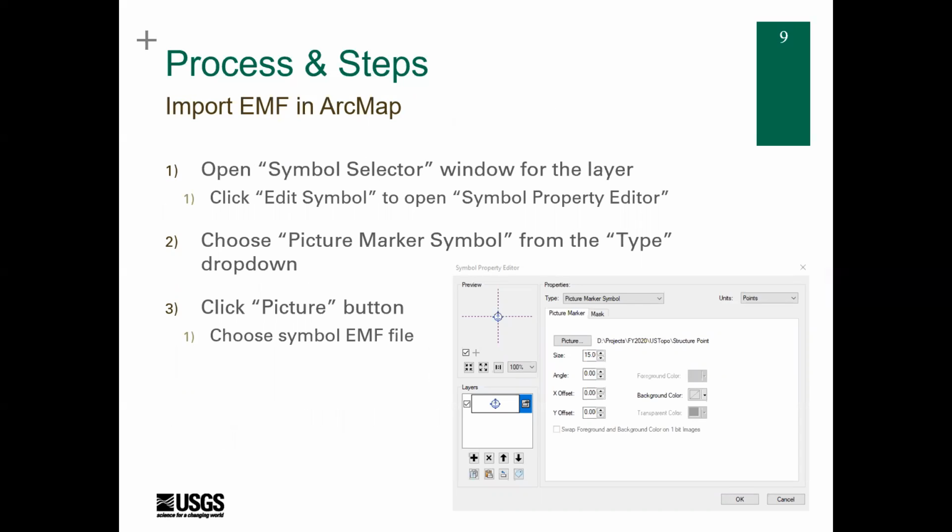The ArcMap process for importing these EMF files is relatively simple and only consists of a few steps. Within your MXD, open the symbol selector window for the layer. This can be done by clicking on the symbol in the contents pane or by going through the layer properties and Symbology tab. Click Edit Symbol to open the symbol property editor. Choose Picture Marker Symbol from the Type dropdown. Click the Picture button, then navigate to and choose your EMF symbol file.